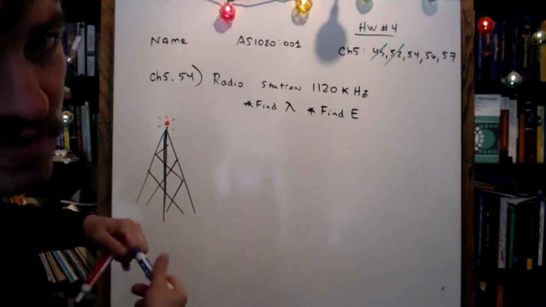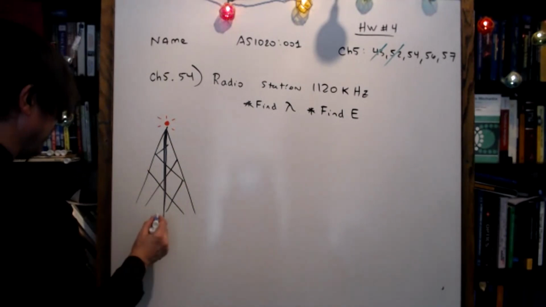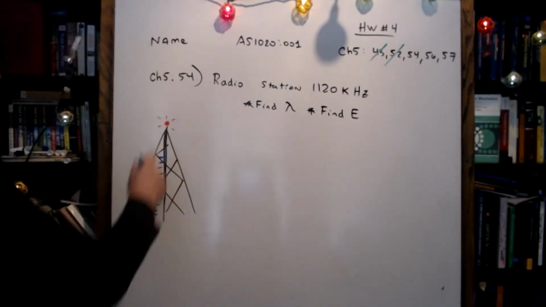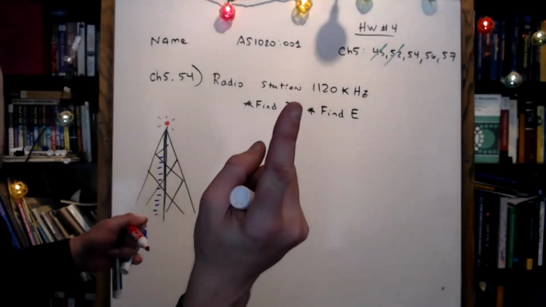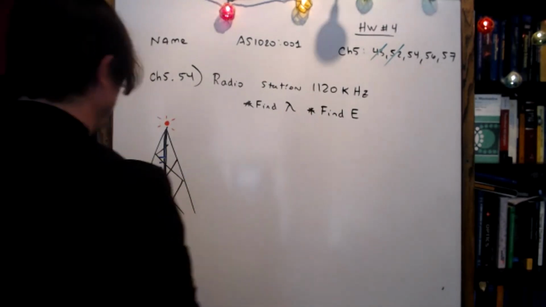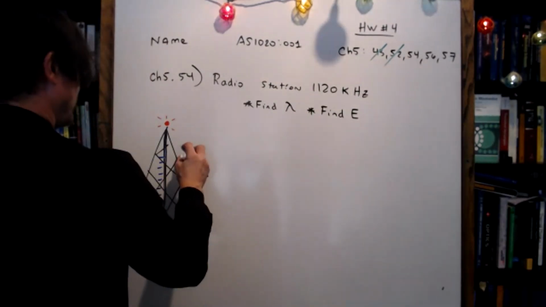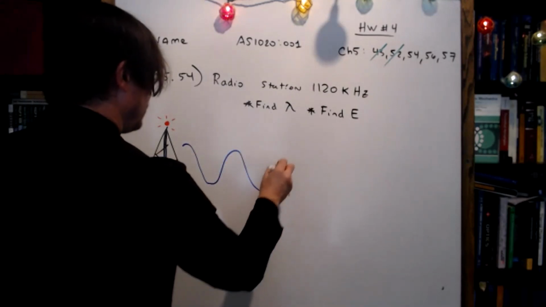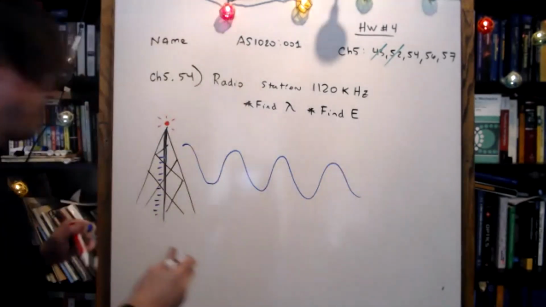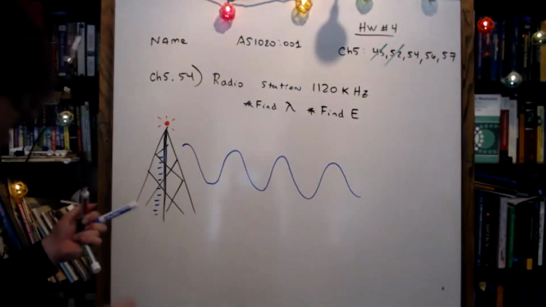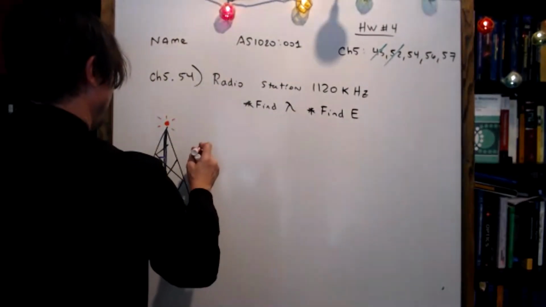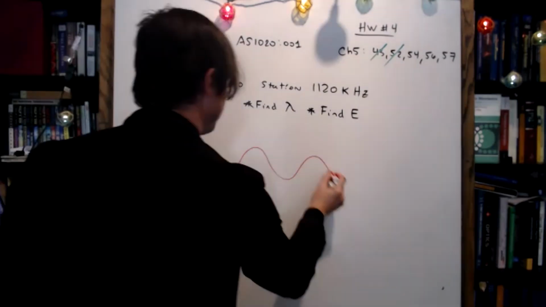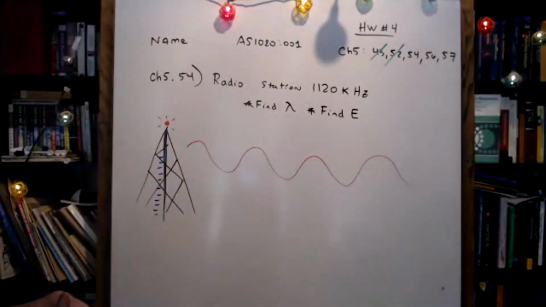and then you burn some fossil fuel and you hook some electrons up to it. And you send some electrons up the wire and down the wire, up the wire and down the wire. In fact, you do it at 1120 kilohertz, or some number of cycles per second. And then a big, long radio wave comes out. In fact, I'm going to make the radio wave red for symbolic reasons. Never draw a radio wave in blue. Our goal is to find the wavelength of this radio wave and the energy.